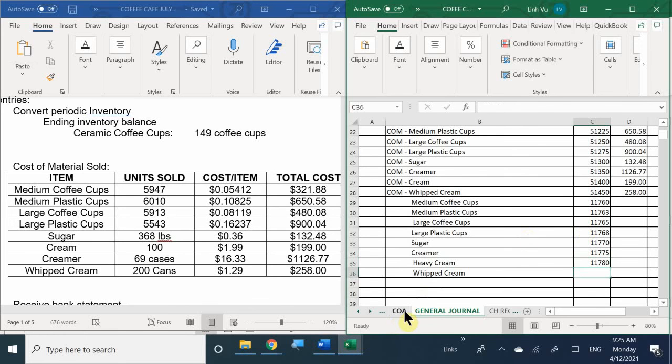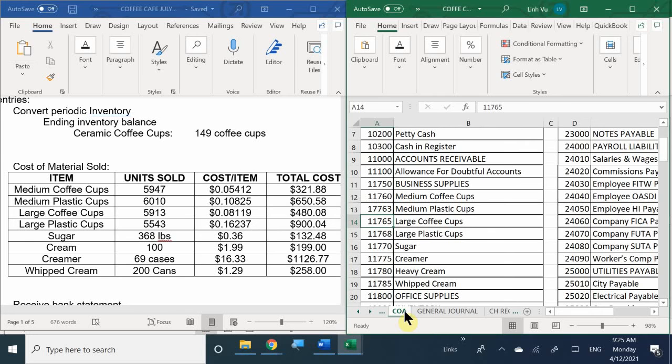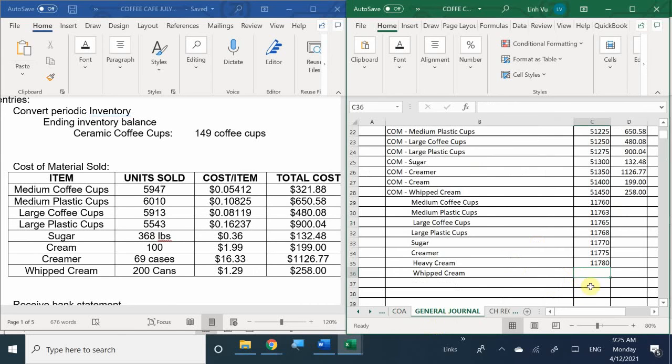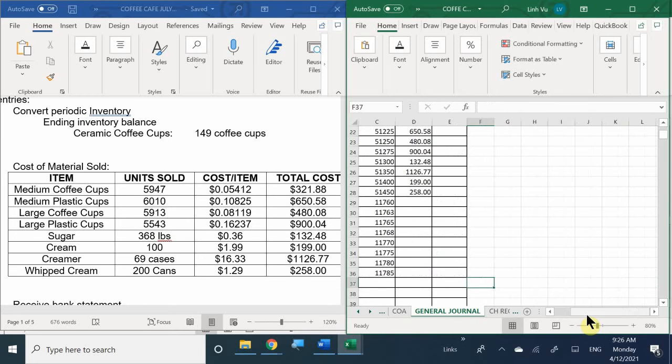Like I said, I don't know if these are right. And my whipped cream should have been 11,785. Okay. And once again, because I've calculated how much it cost me to sell these items, they're going to reflect everything the same.